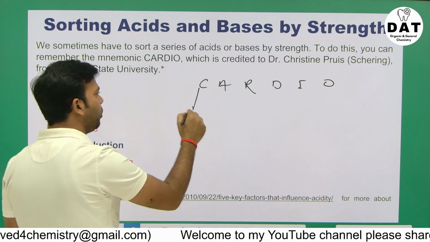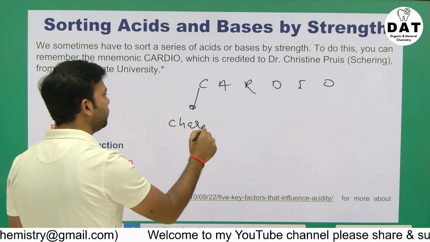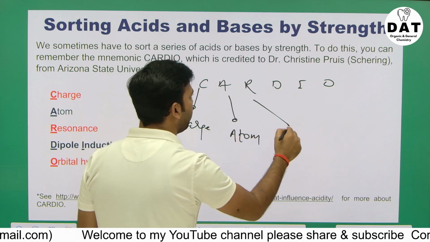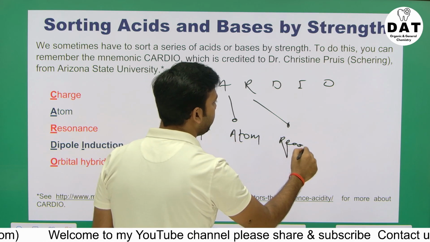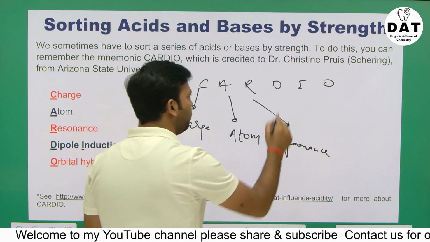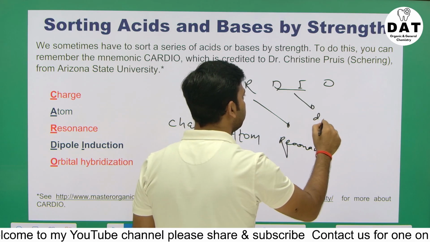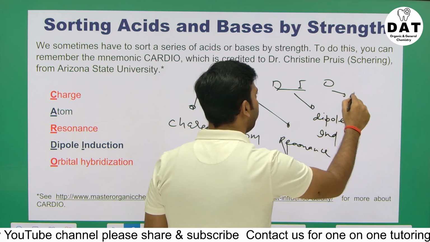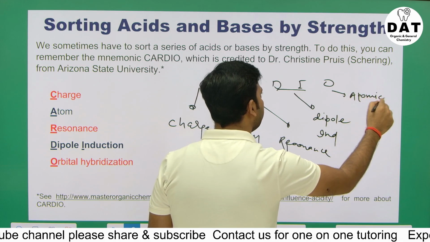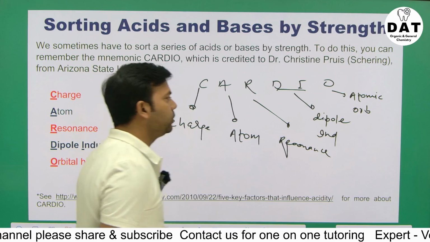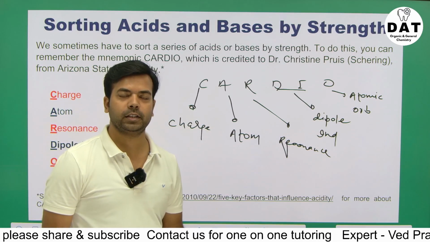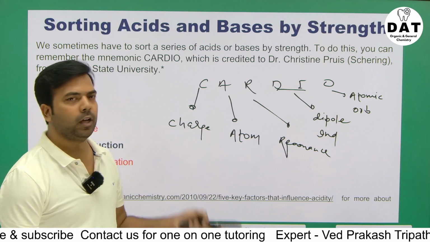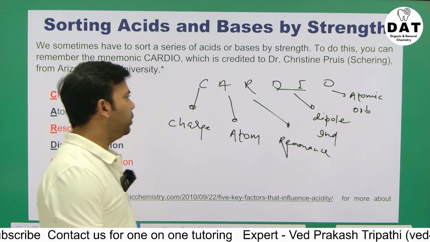You know, C for charge, A for atom, R for resonance, D for dipole induction, O for atomic orbital, okay? So if you have to compare the acidic strength of any compound, then we can use this application, this formula, you can even say, the CARDIO. So let's start one by one.